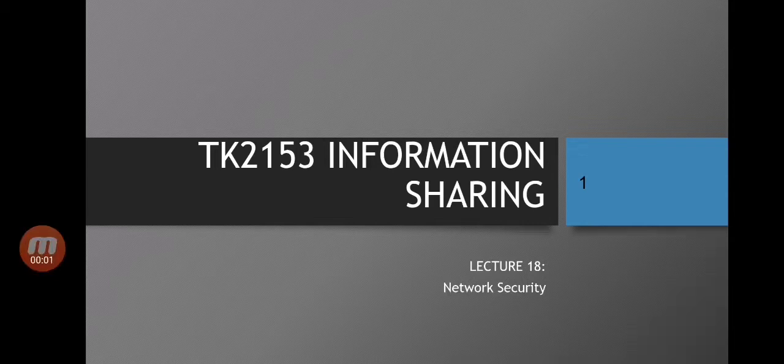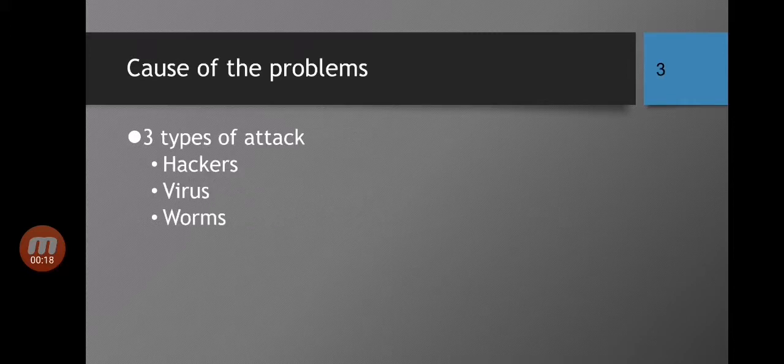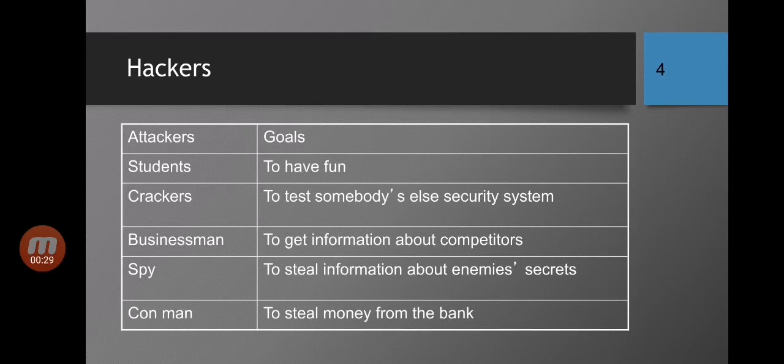Okay, let's move on into network security. Security is actually an important issue in data transmission. We can see here we have two types of security measure, which is on the network layer and on the application layer. Why do we need security? It is because of attacks. There are three types of attacks. It can come from hackers, because of virus, and due to worms.